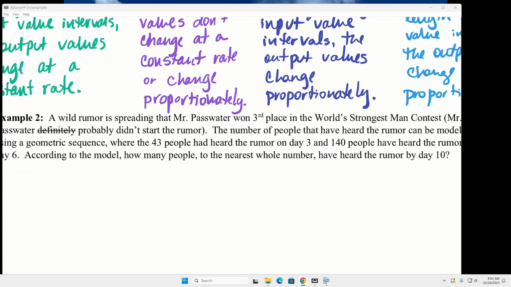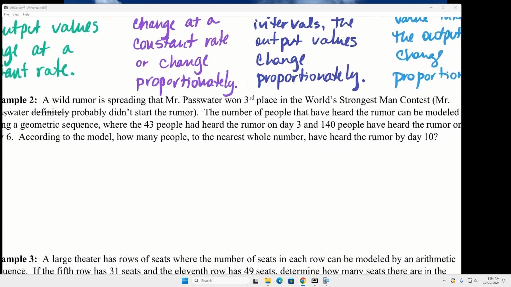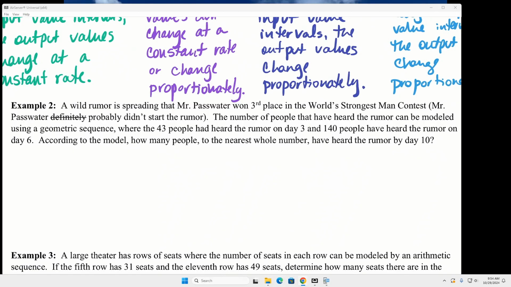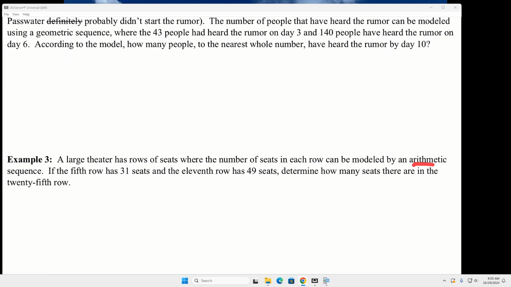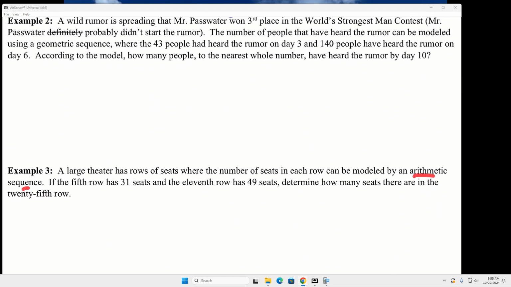Okay, the last two examples are application problems for sequences. They could very easily, instead of sequences, say exponential function, or here instead of arithmetic sequence, it could say linear function. You would do the exact same thing.